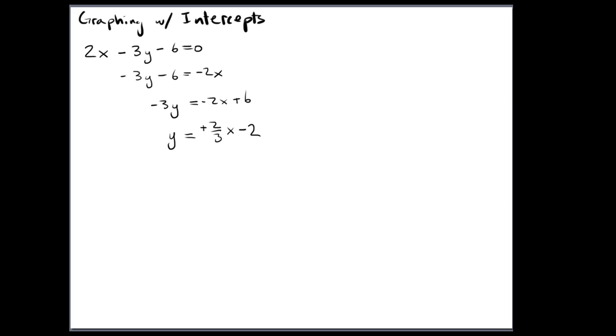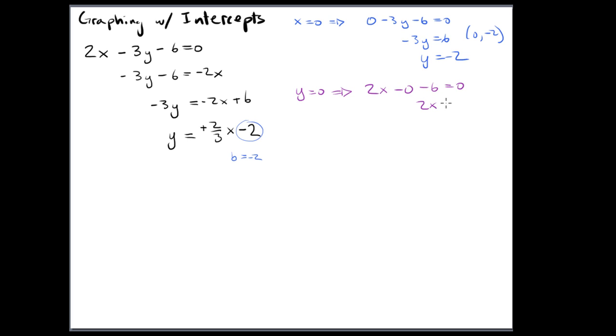And I can see right here that b is equal to negative 2. But I could have set x equal to 0 and gotten 0 minus 3y minus 6 is equal to 0. Minus 3y equals 6. Y is negative 2. So that's the point 0, negative 2. And then do the same thing with y equals 0 and get 2x minus 0 minus 6 is 0. 2x equals 6. X is equal to 3, and that would be the point 3, 0, right?